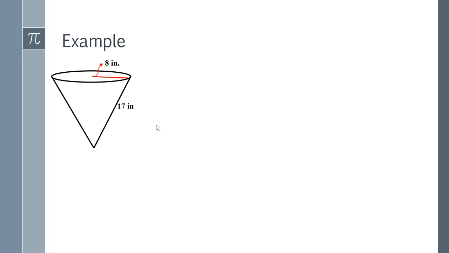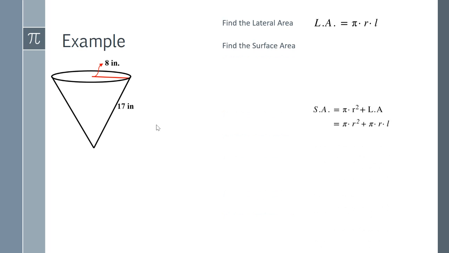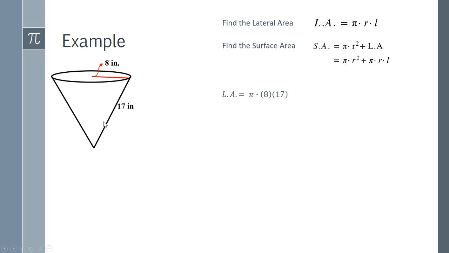Here is our first one. We want to find the lateral area and the surface area of this cone. So we've got a radius of 8, we've got a slant height of 17. So we really don't need to do anything special here. We're just going to substitute. So the lateral area is pi times 8 times 17, which gives us 136 pi. Now for the surface area, we're just going to add in the area of the circle, which is pi times the radius squared. So 8 squared is 64. And then 64 pi plus 136 pi gives us 200 pi.